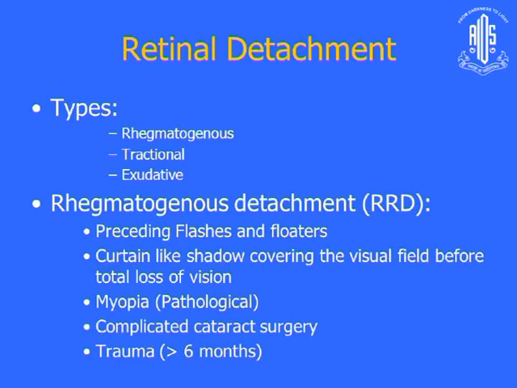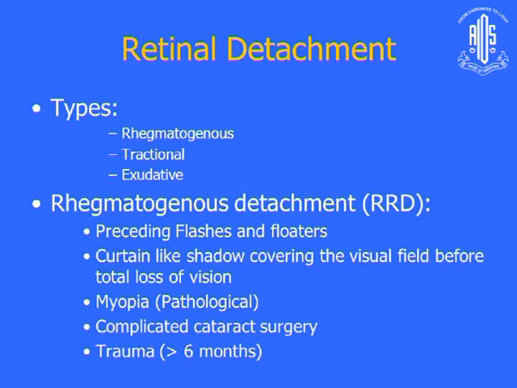Preceding flashes and floaters is a very typical complaint associated with sudden vision loss of RRD. A curtain-like shadow covers the visual field before total loss of vision. It is a typical description, either from one side or from below or from above, depending on where the retina is detached. And yes, pathological myopia is a higher risk factor. So if there is pre-existing pathological myopia with symptoms of flashes, floaters and sudden vision loss, and with an IOP of less than 10, then usually we diagnose it without even examining the retina. You can diagnose it as a retinal detachment.